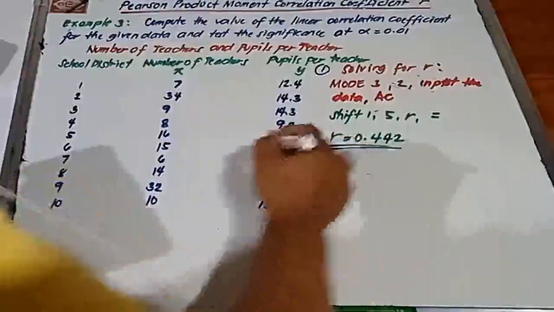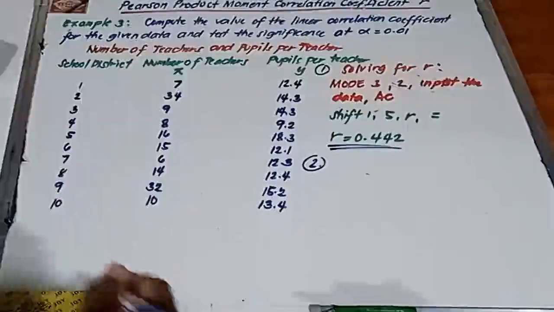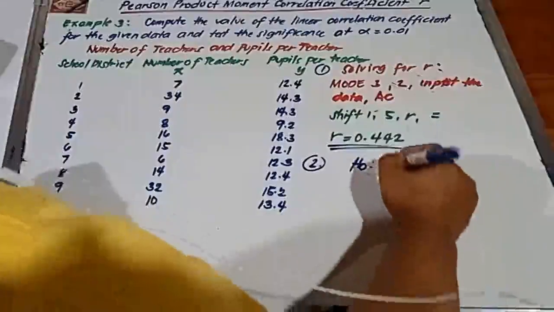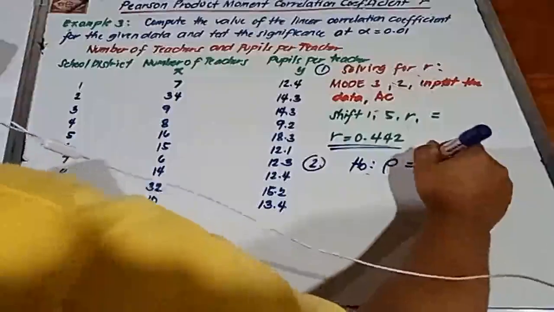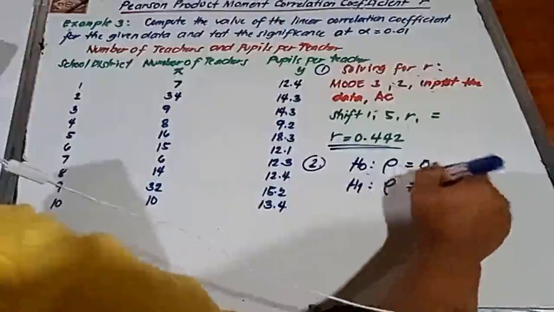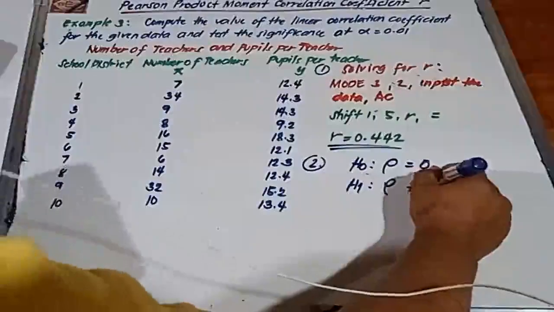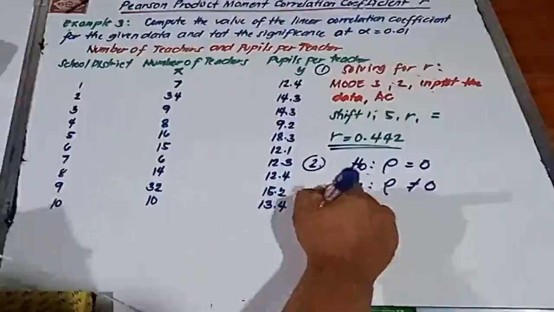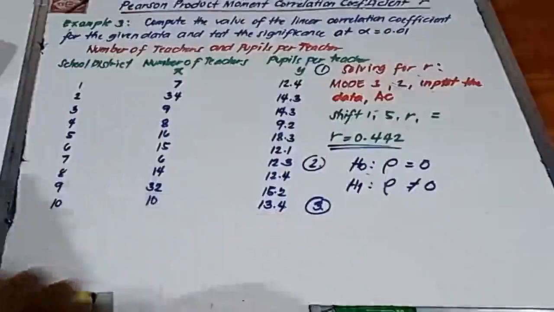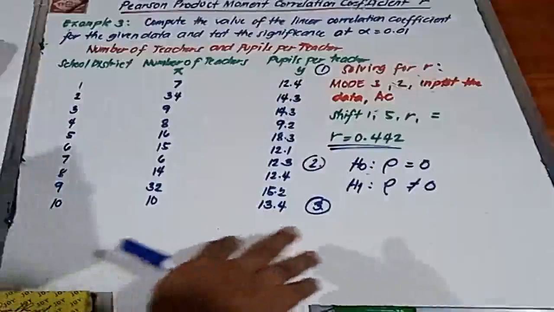Next is yung alternative and null hypothesis. We have the null is there is no relationship. Okay? Alternative is there is a relationship or that is rho not equal to 0. Then for the third step, gagawin natin ay tingnan natin sa table I.